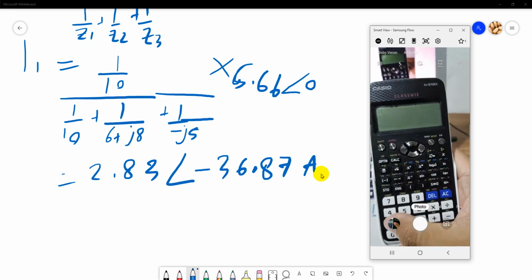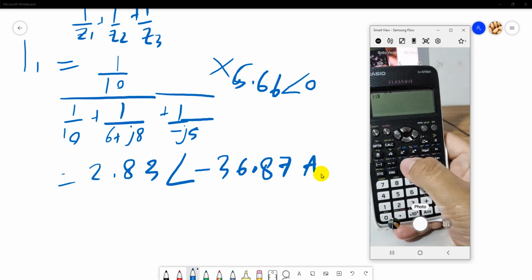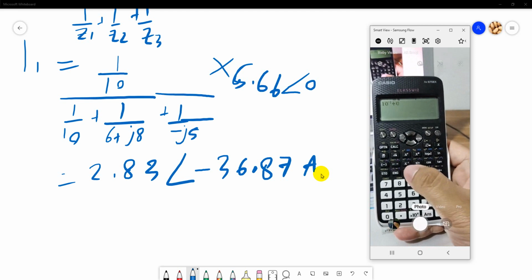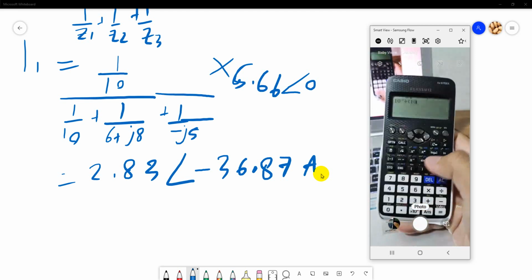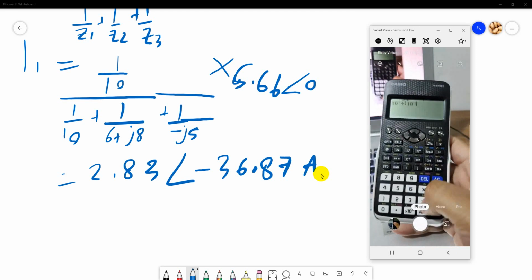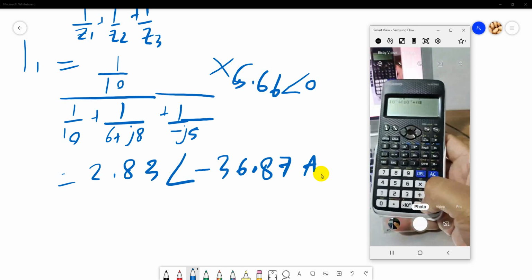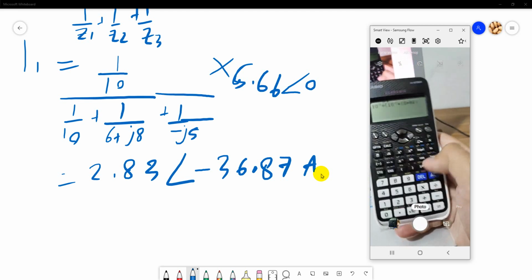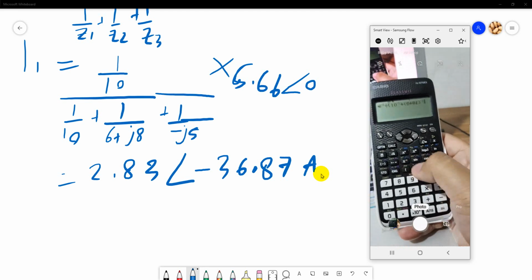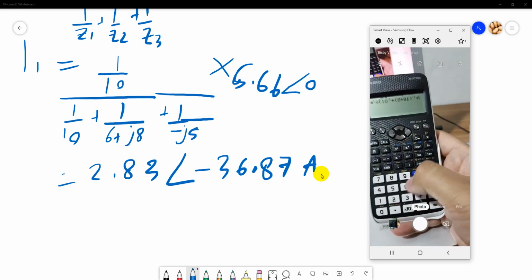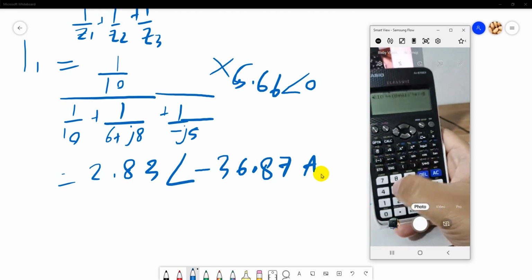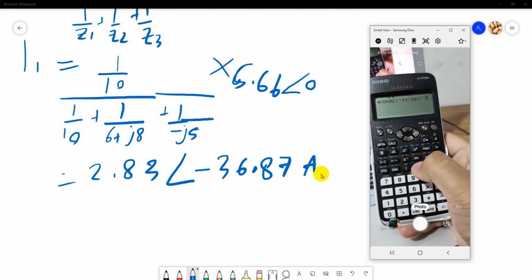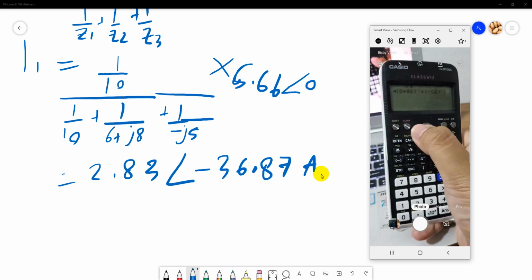Then the reciprocal, this is the reciprocal, divide by, open bracket, then reciprocal, plus open bracket again, 6 plus 8i, don't forget reciprocal, and then plus, open bracket, negative 5j, close reciprocal, and then close bracket. This one is already divided.